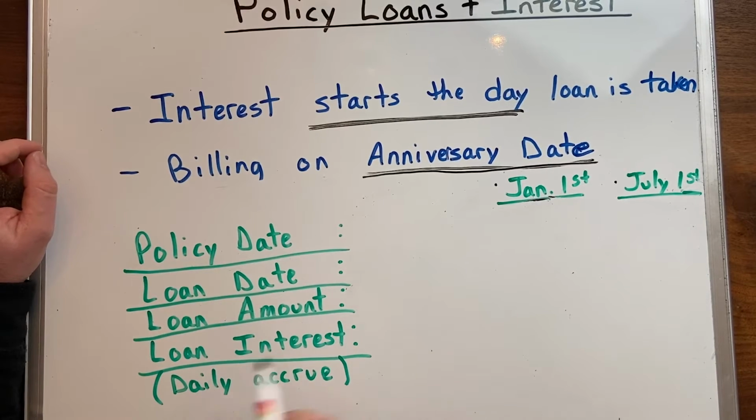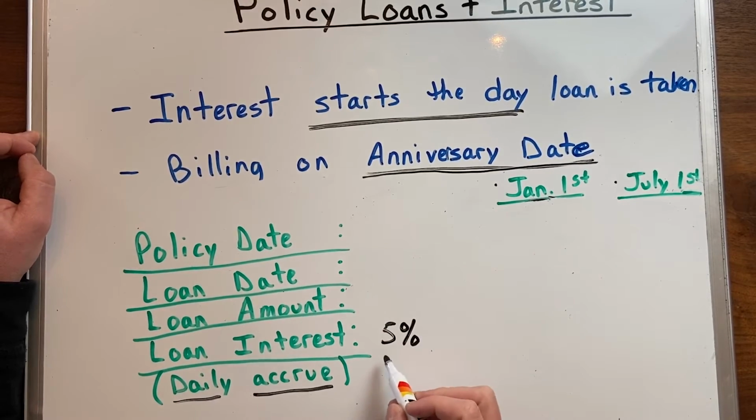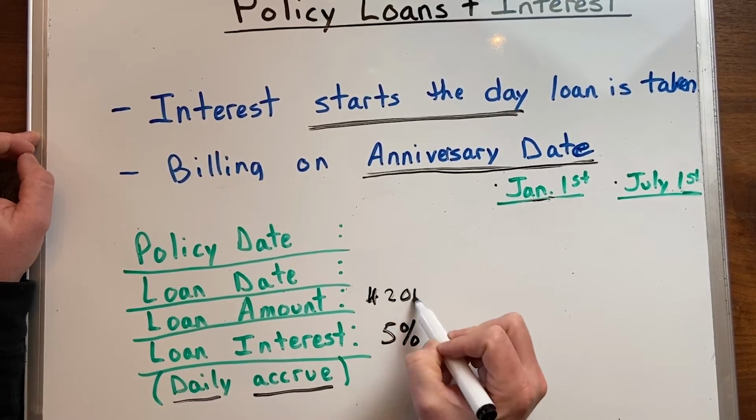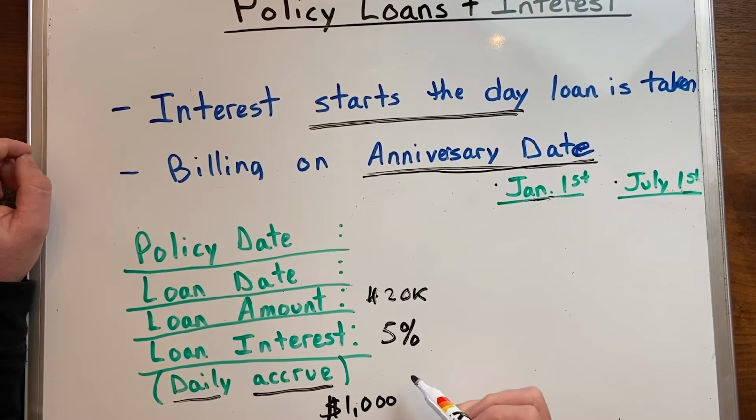So first off, let's understand how the interest is calculated. Loan interest on an insurance policy, the cash value policy, is what's called daily accrued interest. Simple annual interest, but it accrues at a daily rate. So what that means is our insurance companies typically charge a rate of 5%. And that means it's simple interest. So if I were to take a loan out for, let's just say $20,000, then my total interest for that year would be $1,000, right? 5% of $20,000. But it actually accrues on a daily basis.